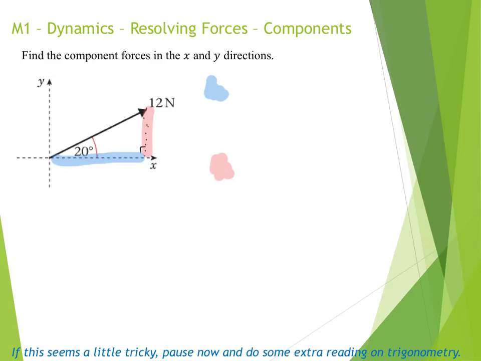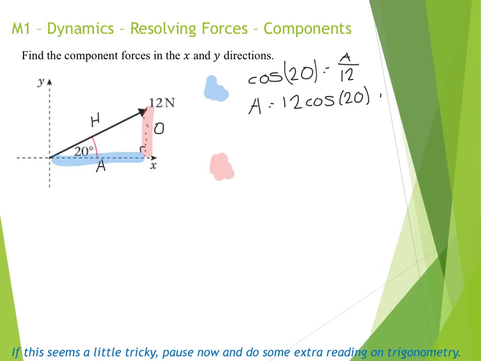Right, so you should be fairly familiar with trig from GCSE, but just in case, we've got our 20 degrees in the bottom left-hand corner, so the red is going to be our opposite, the blue is our adjacent, and h is our hypotenuse, which we're told is 12 newtons. So if we're trying to have a look at the blue bit first, we're going to be dealing with the adjacent and the hypotenuse, so we're going to be using cos. So cos of our angle 20 is going to be equal to the adjacent over 12. So the adjacent, which is what we're actually looking for, is going to be equal to 12 cos 20 newtons.